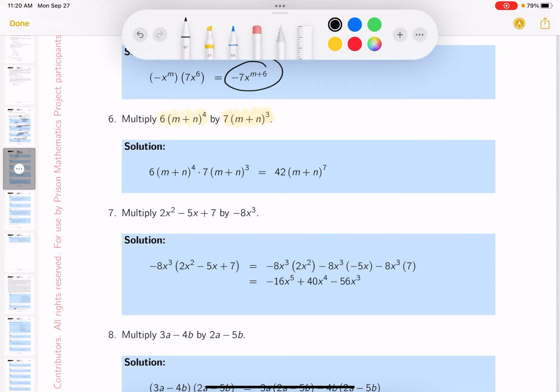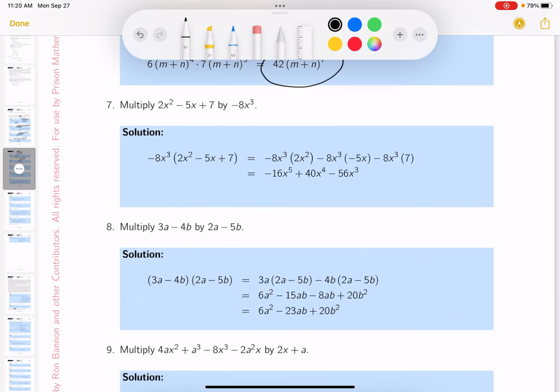So what am I going to do? I'm going to multiply just by looking at it. 6 times 7, 42. And I see a factor of m plus n. I do see 4 followed by 3, and there's 7 of them. No, you're not going to do anything with that except write it down.